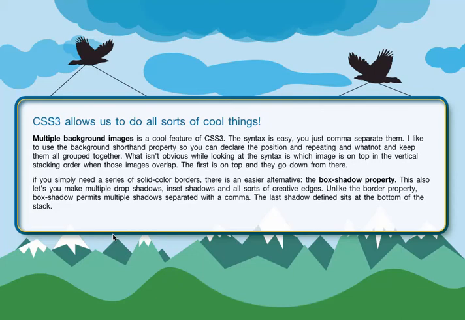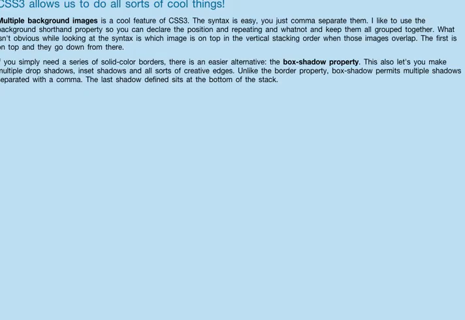In the next few exercises, we are going to be creating this web page right here. This web page takes advantage of quite a few CSS3 features, such as multiple background images, box shadow, and multiple borders being applied to elements. The page that we're going to start with looks like this.